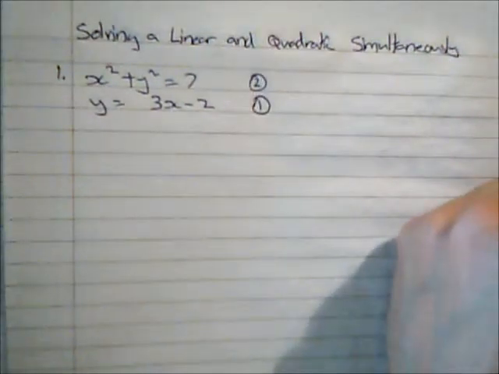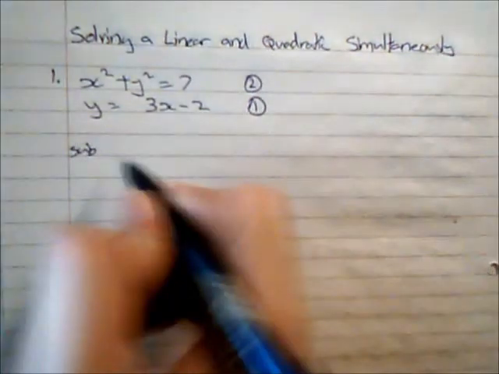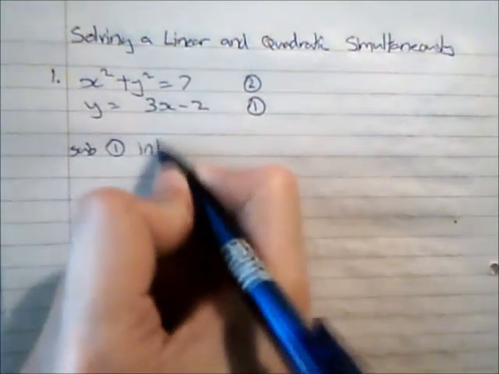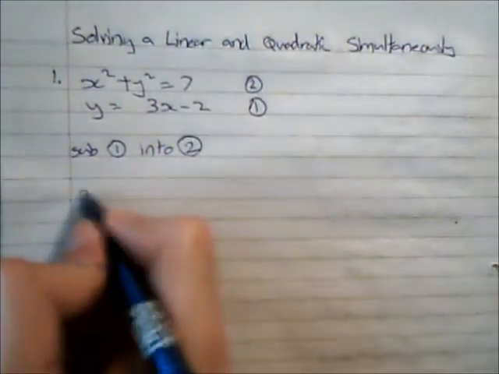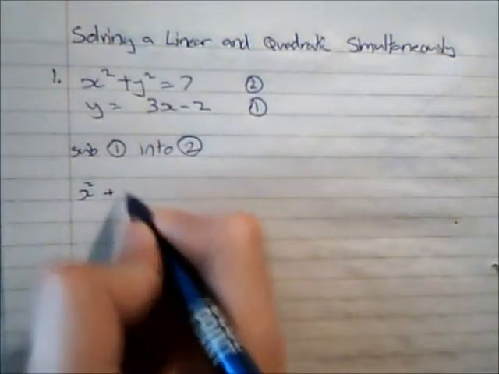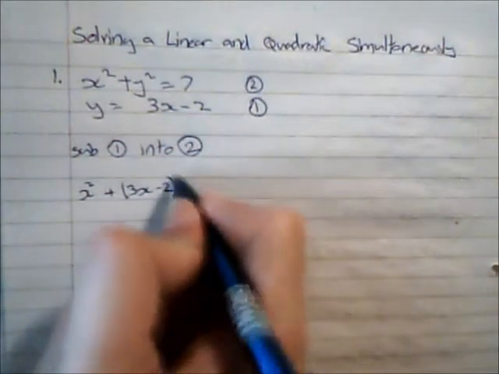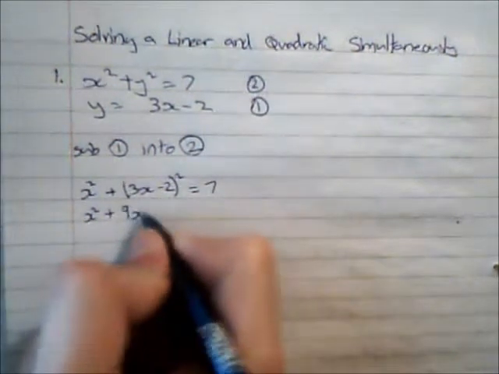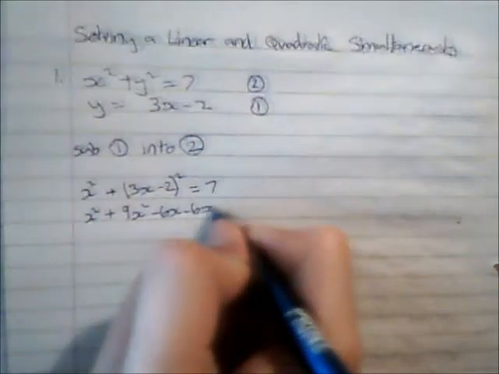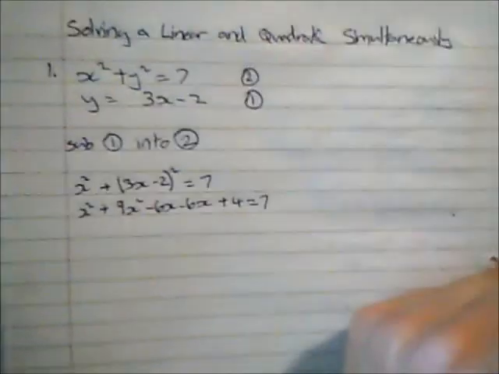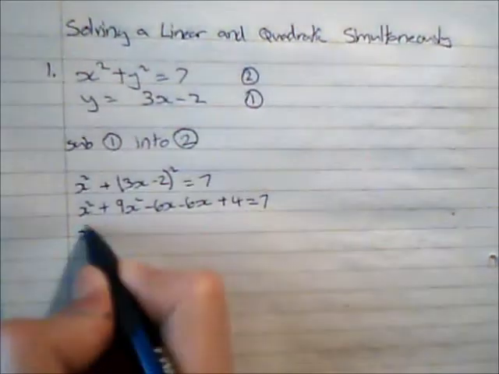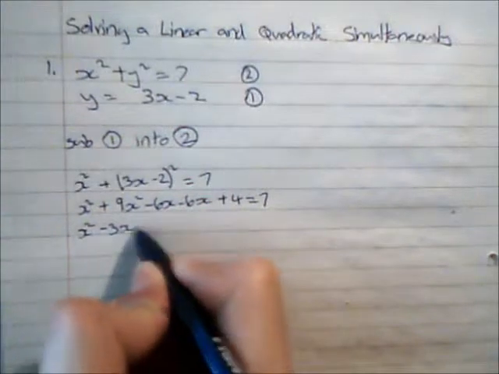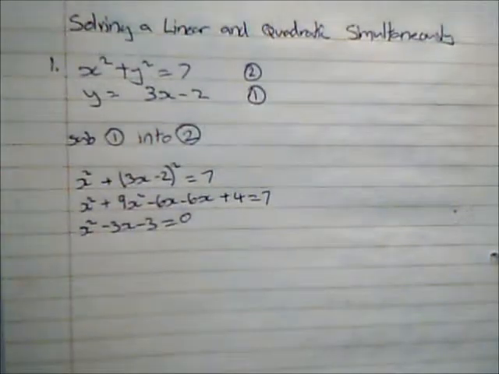Now if the linear equation is not in the form where either x or y is the subject, then you need to rearrange it to make sure that it is first. And then you can substitute the linear, so I'm going to substitute equation 1 into equation 2. So that becomes x squared added to 3x subtract 2 squared equals 7. And I can expand those brackets and then I can make it equal to 0, so x squared subtract 3x subtract 3 is 0, and now I have a quadratic to solve.